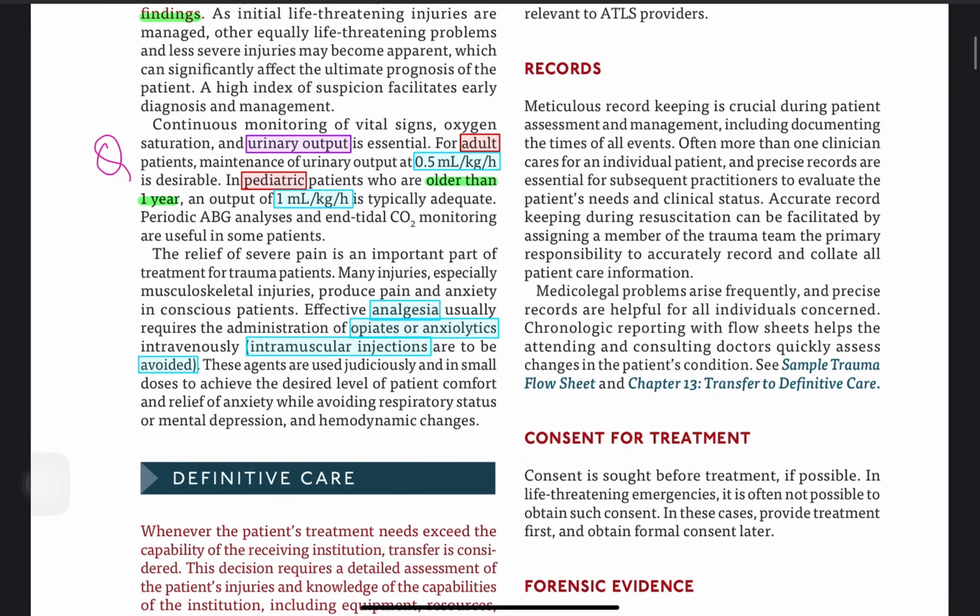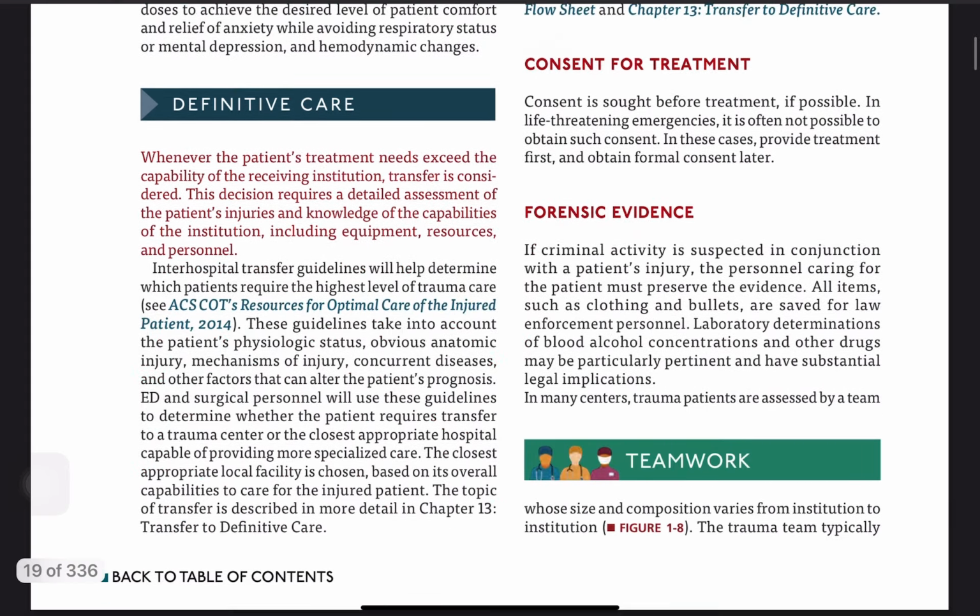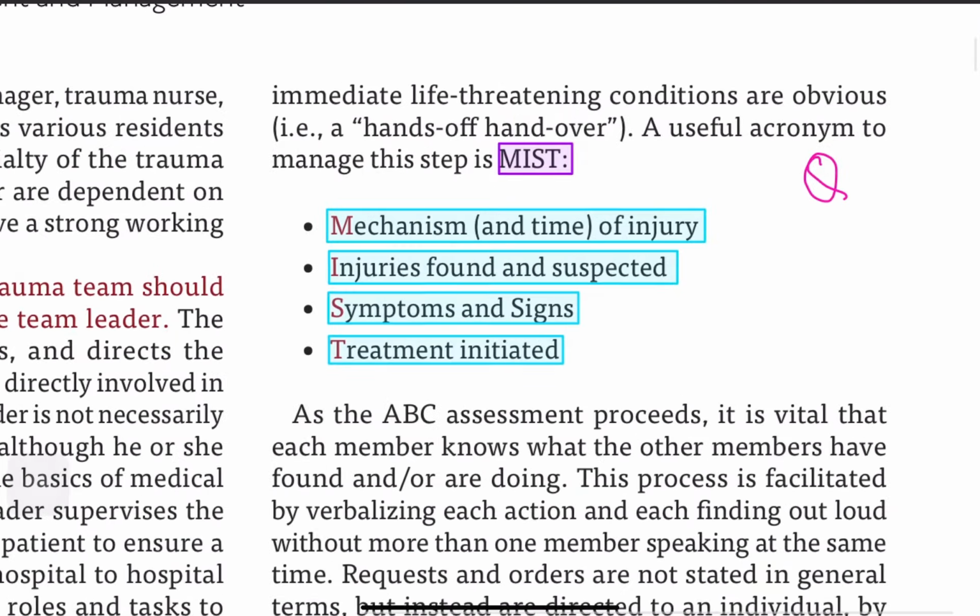Urinary output, many times asked. In adults it should be 0.5 ml per kg per hour. In pediatrics it is 1 ml per kg per hour. Then the last, MIST: mechanism and time of injury, injury found and suspected, symptoms and signs, and T for treatment. Okay, thank you.